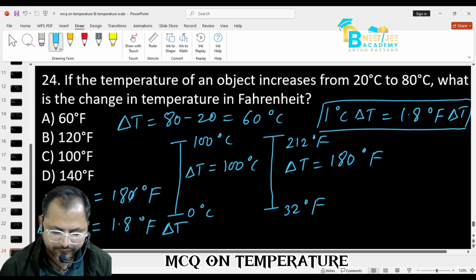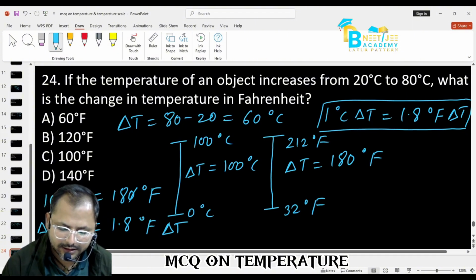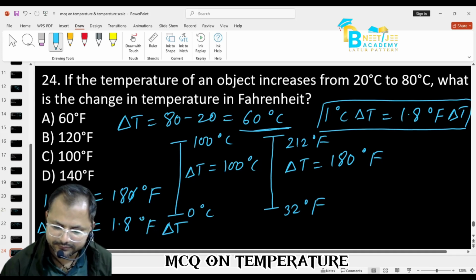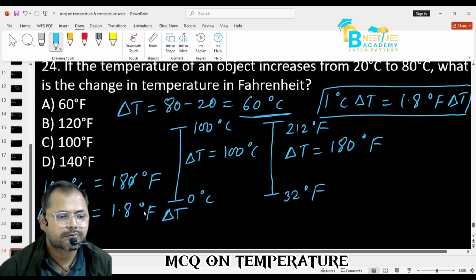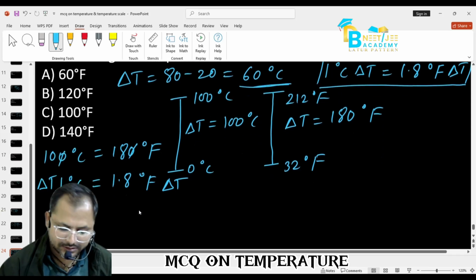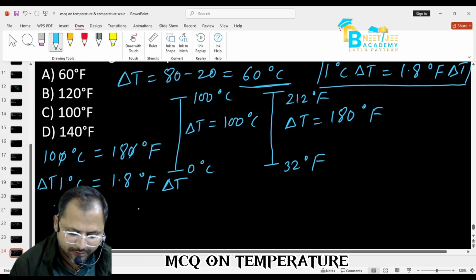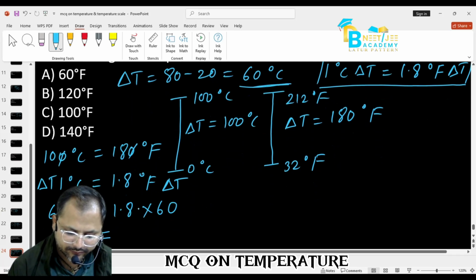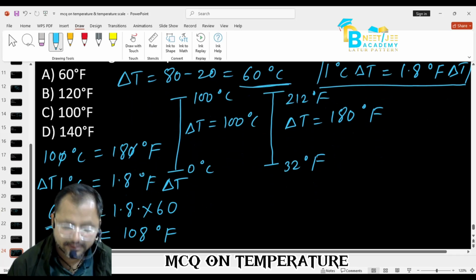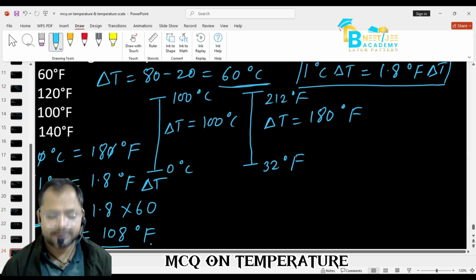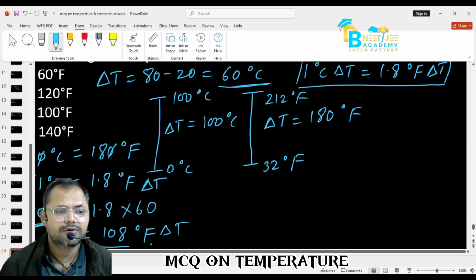ठीक आहे, तर 60 डिग्री सेल्सिअस आता निघालेलं आहे, बरोबर. चेंज इन टेम्परेचर किती आहे? 60 डिग्री सेल्सिअस. याला 60ने मल्टिप्लाय केले आपण. 60 डिग्री सेल्सिअस इक्वल टू 1.8 डिग्री फॅरेनहाइट. ह्याला पण 60ने मल्टिप्लाय केलं तर किती येते? 108 डिग्री फॅरेनहाइट येते. म्हणजे चेंज इन टेम्परेचर जर 60 डिग्री सेल्सिअस असेल तर 108 डिग्री फॅरेनहाइट चेंज इन टेम्परेचर राहणार.